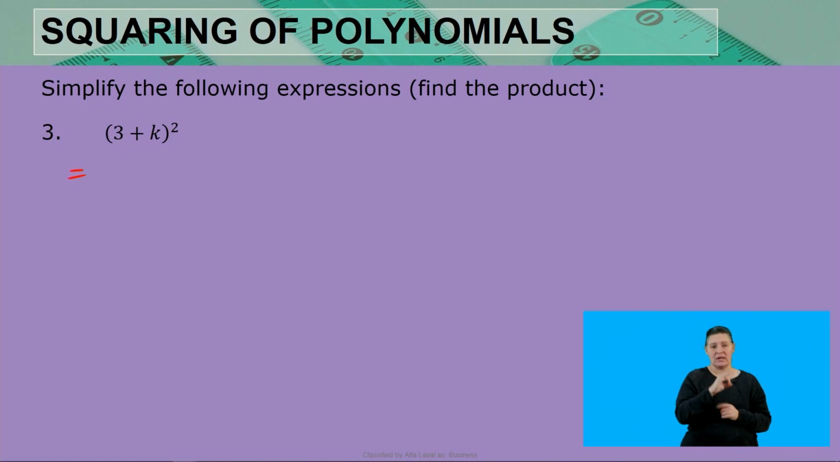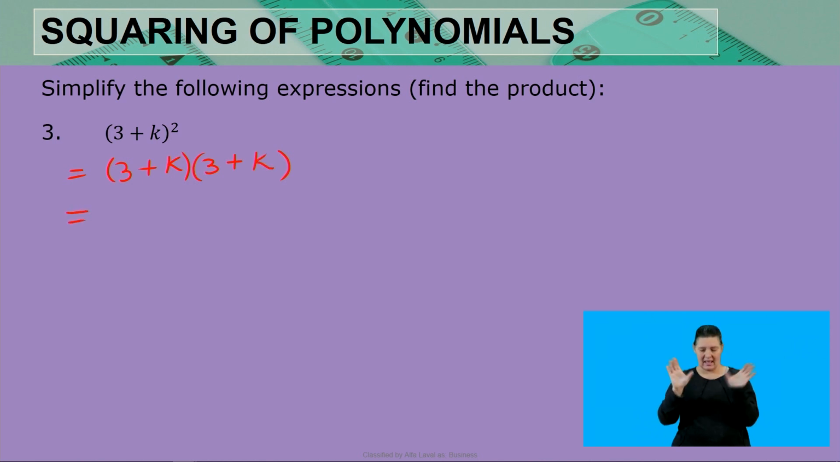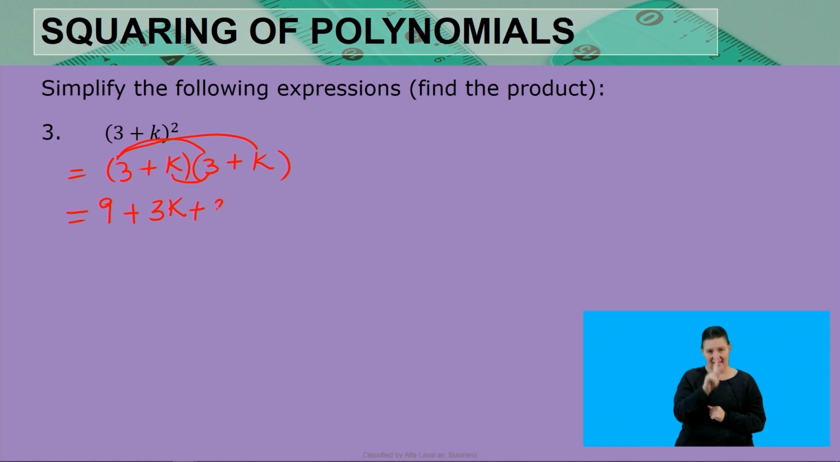We have number 3 here, 3 plus k, and that is squared. Again, we are going to write out this expression twice. So that is 3 plus k multiplied by 3 plus k. Let's multiply. 3 multiplied by 3, that is a 9. We are adding 3 multiplied by k, that is 3k. Then we have 3 multiplied by k, again that is 3k. Then we are still adding, we have k multiplied by k, and that is going to be your k squared.